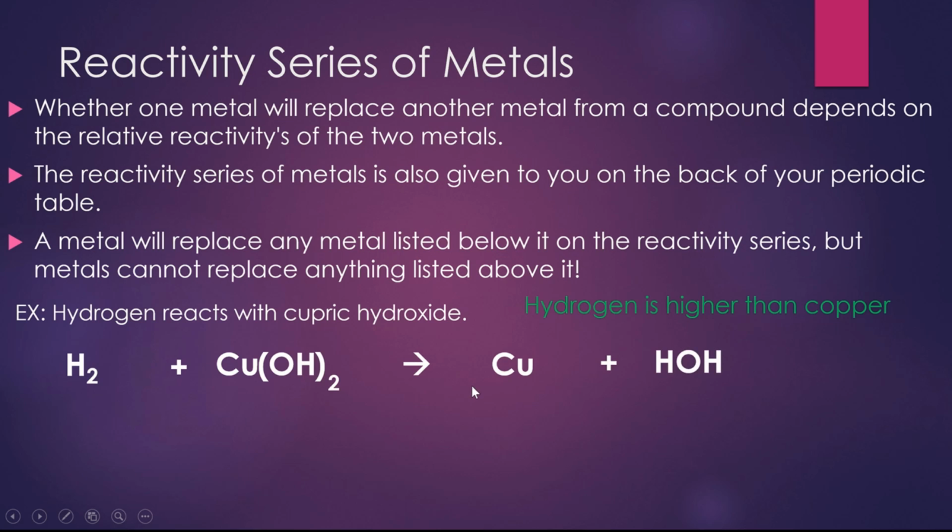Copper will now be by himself. H replaces copper, he's now HOH. That should look familiar, that's water. H and OH each have a positive 1 and negative 1 oxidation state, so they balance out. We don't need any subscripts. We do need to put the coefficient 2, because we have 2 hydroxides and we have 2 hydrogens. Finally, we go back in and add our states of matter. Hydrogen is a gas. Cupric hydroxide, we'll need to find a rule for that.